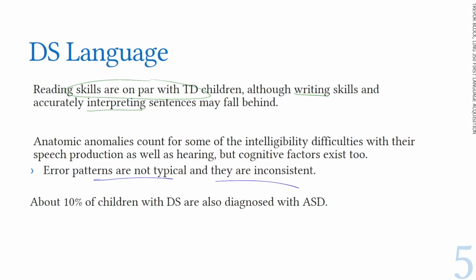But when error patterns are atypical and they're inconsistent, usually this means that the grammatical pattern may actually be known, but there are just other issues in the background. So they've acquired language, whatever language they speak, but there's difficulties in some other area that's making these errors inconsistent or unusual, and it might not always just be strictly language related. So there is some overlap with Down syndrome and autism spectrum disorder, but only about 10%.